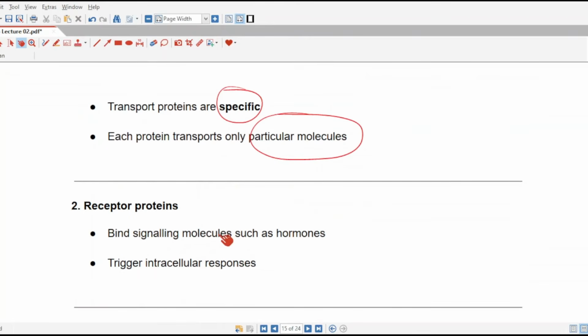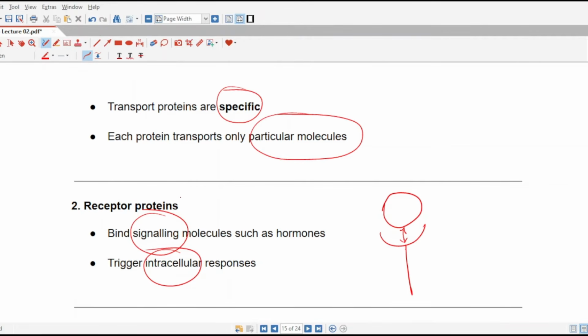Now receptor proteins don't perform any transportation function. They are only there for signaling purposes. Let's say this is a receptor protein and a molecule comes. When they attach together, there will be a response, and that will be an intracellular response. As a result, inside the nucleus, there will be gene activation.